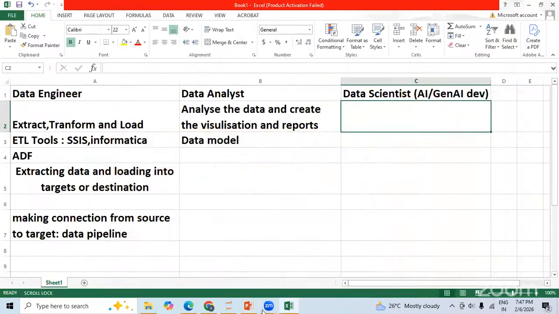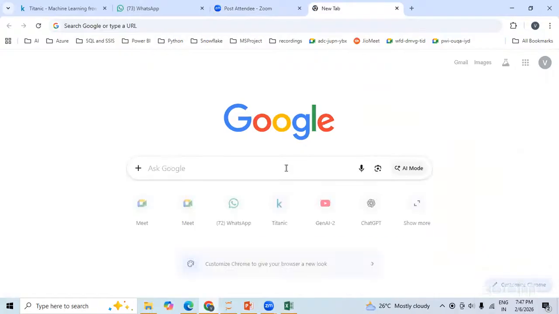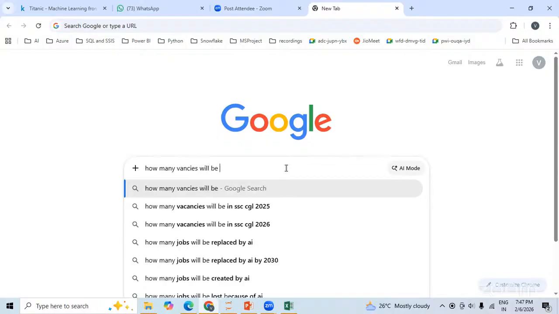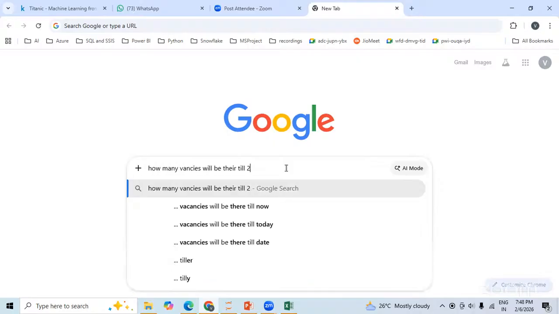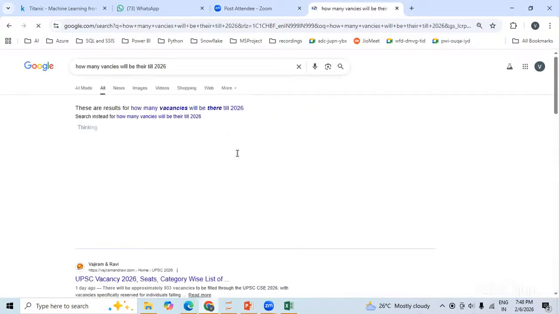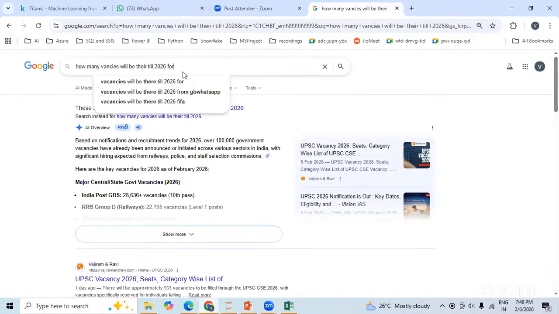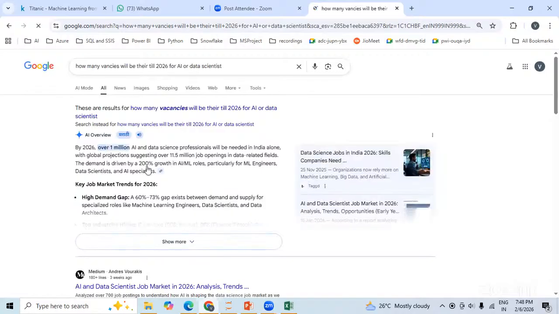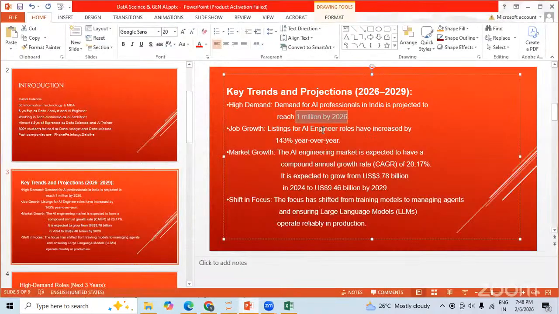If you search here on Google, I will search in front of you: how many vacancies will there be in 2026? Now, if you search here for AI or data science, data scientist, you will get the idea. See, by 2026, over 1 million AI and data science professionals will be needed in India alone. Whatever data I have recorded here, it is not made up, guys.